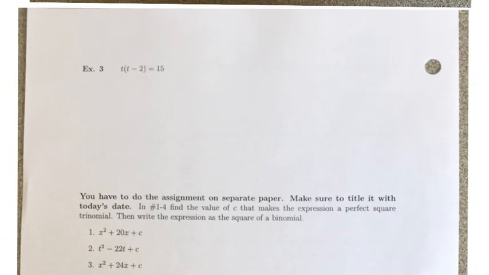So we've got t times t minus 2 equals 15. So you will have ones like this, and you might be tempted to do the thing where you factor it and set each factor equal to 0, but this is not 0. So you can't do that. So what we're going to do is we're going to start by distributing this t. So it comes out as t squared minus 2t is equal to 15.